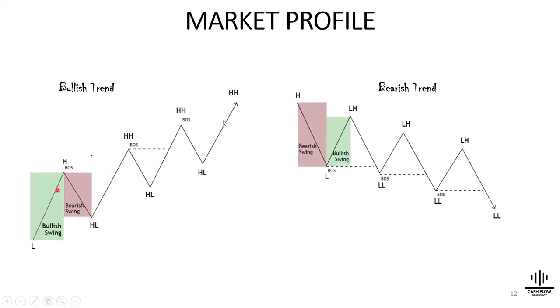So as we have the bullish trend, we also have the bearish trend. It's just the reverse of the bullish trend. Price forms a high, it moves down with a bearish swing, and then retraces, forming a bullish swing, forming a lower high that is lower than this high, then moves to break the low that was previously formed, which is called the break of structure.